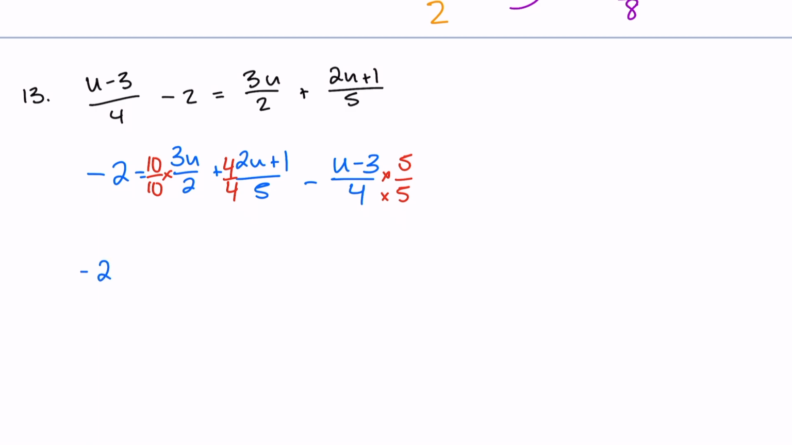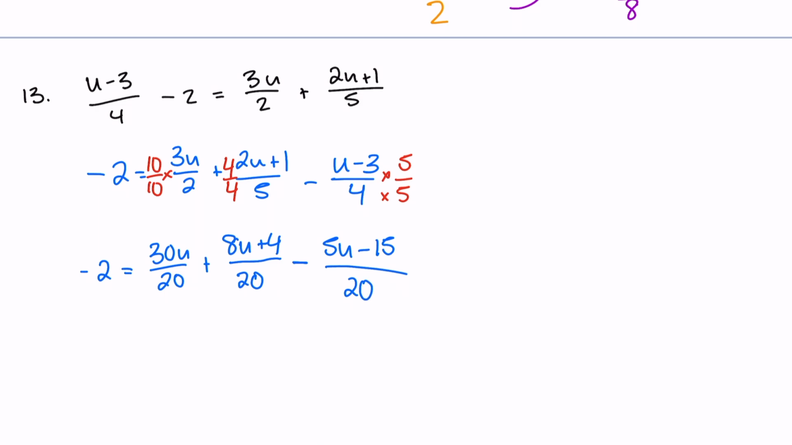So I get negative 2 is equal to 30u over 20 plus 4 times 2u is going to give us 8u's. And 4 times 1 is going to give us 4. And that's going to be over 4 times 5, which is 20. And now we're subtracting because of this negative sign here. And 5 times u will give us 5u. And 5 times negative 3 will give us negative 15. And this is all over 4 times 5, which is 20. Now that we have the same denominator, we can simply add these together.